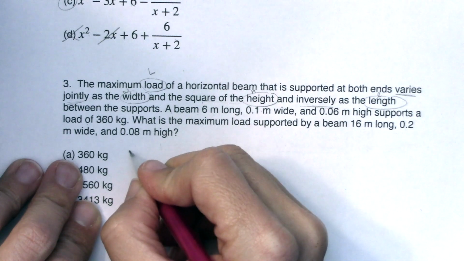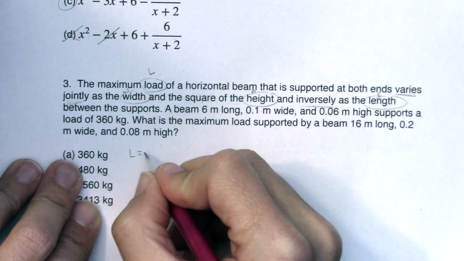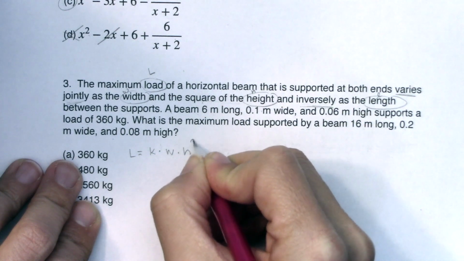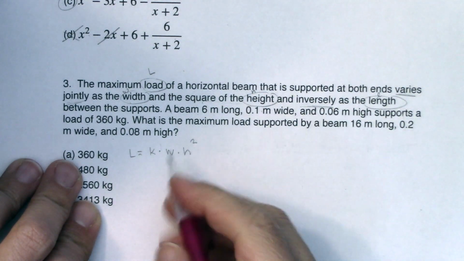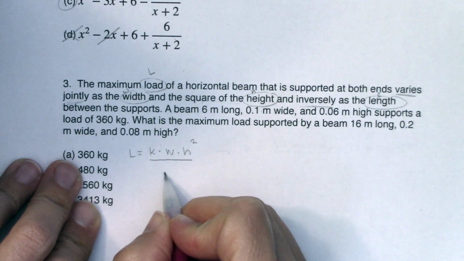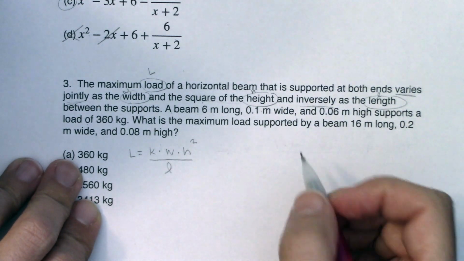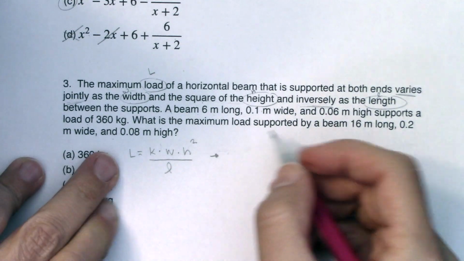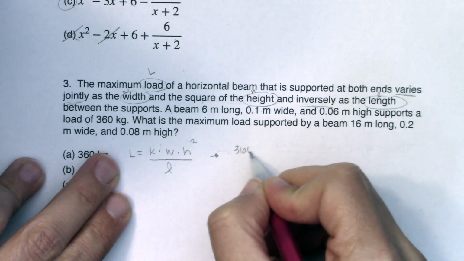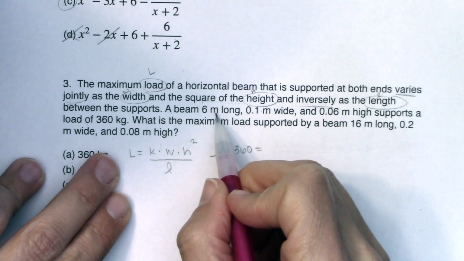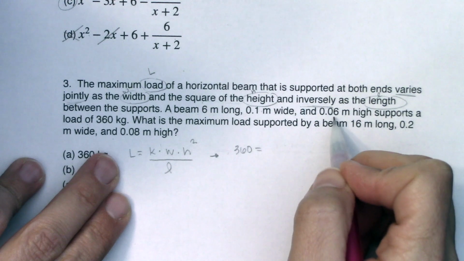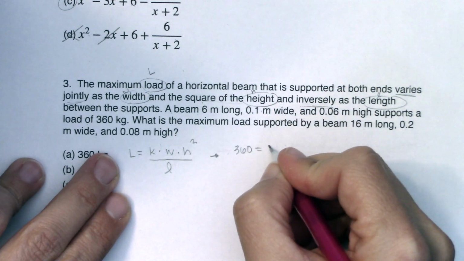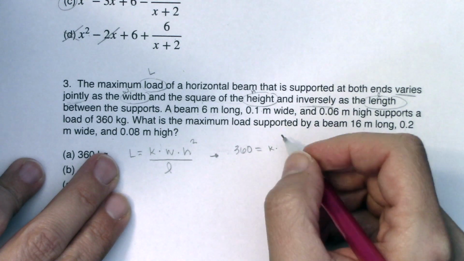So it says the maximum load varies jointly, so I'm going to put a constant of variation, and it says as the width and the square of the height, right? But it says inversely as the length. So that means I'm going to divide by lowercase l. And then I'm going to take this complete set of information. It says if you've got a beam 6 meters long, 0.1 meters wide, 0.06 meters high, it's got a load of 360. So I'm going to plug those 4 numbers in. The only thing I don't have is K, which I'll solve for.